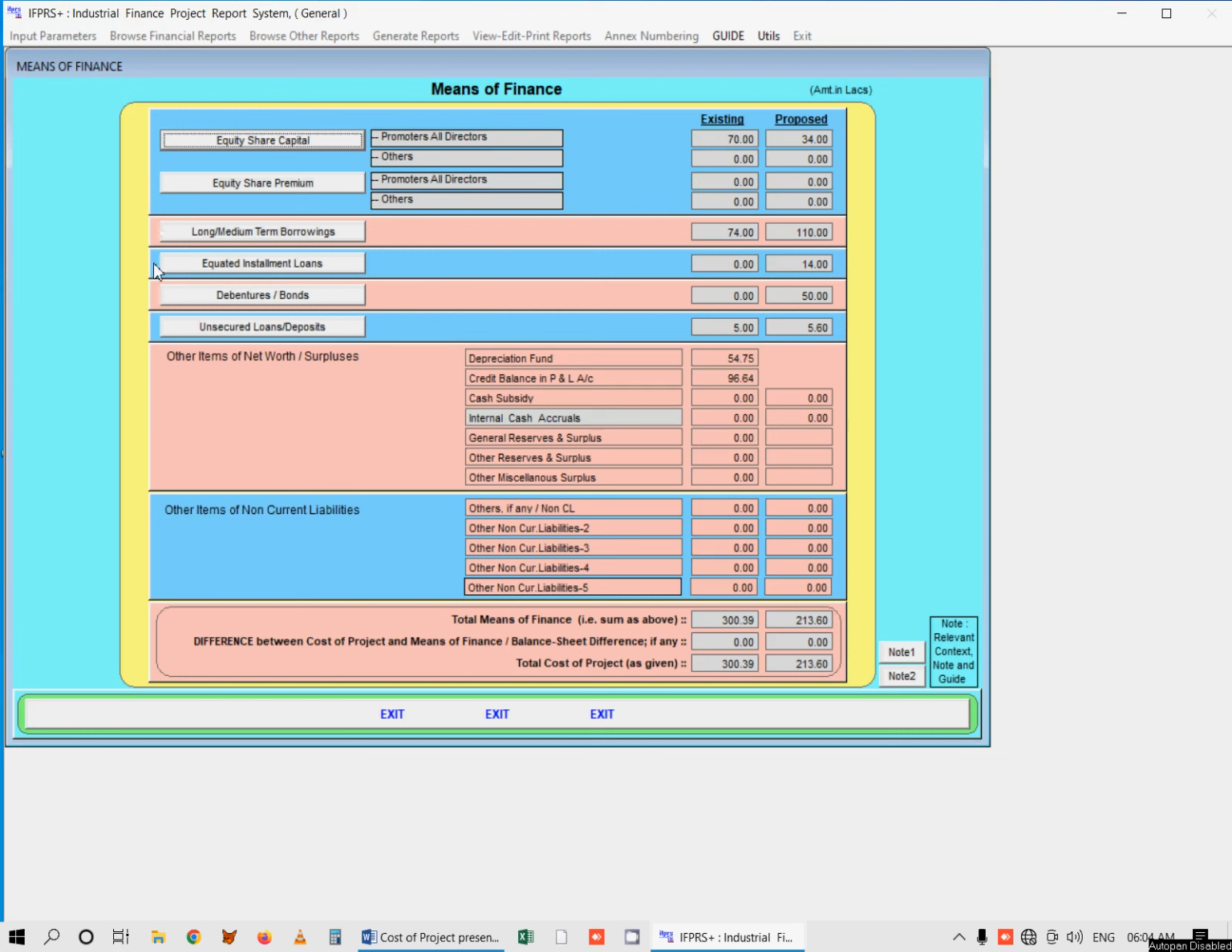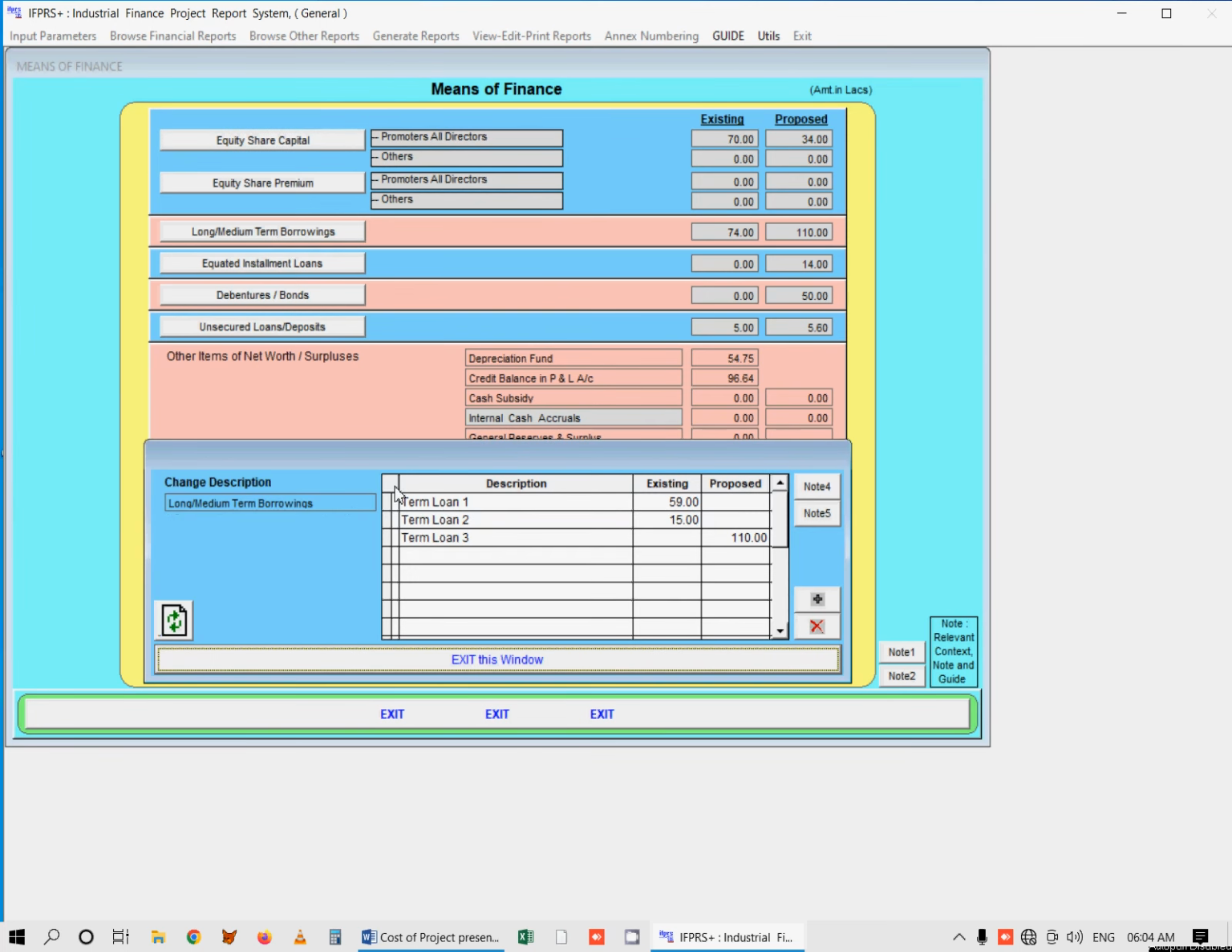Referring to the first part, that of different types of borrowings, there are different borrowing categories: term loans, equated loans, debenture bonds, and unsecured loans and deposits. Firstly, here we are referring to term loans. This selection bar opens a subscreen wherein you can state all your term loans one after another, separately for existing and proposed. Very importantly, there is no volume restriction or constraint, and you can specify any number of term loans.